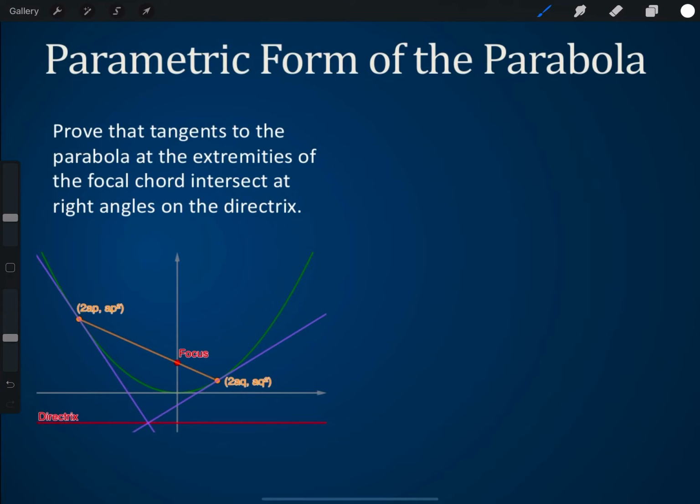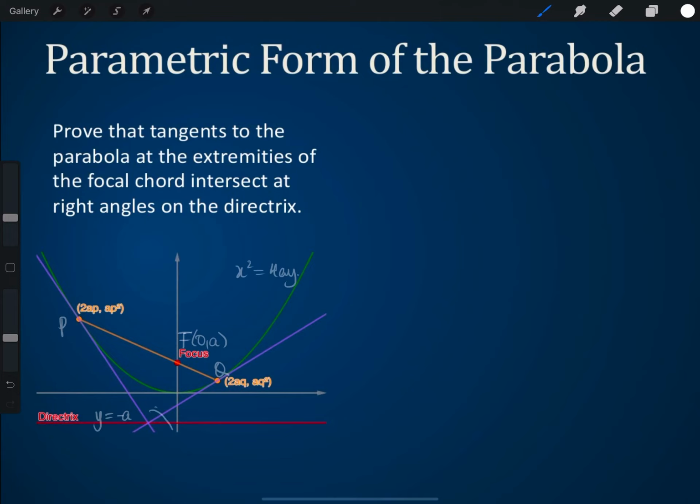So here we've got our standard form parabola, x squared is 4ay, and we've marked the point (2ap, ap squared), which is one end of the focal chord. So let's call that P. And the other end of the focal chord is (2aq, aq squared), and we'll call that Q. And the focus here is at a distance a from the vertex, so that's (0, a). And the directrix is also at distance a from the vertex, and it will be y equals minus a. And this is always the case for our standard form parabola, x squared is 4ay.